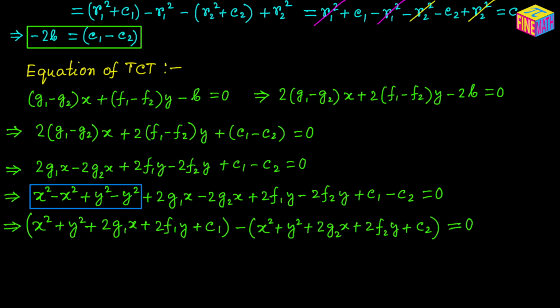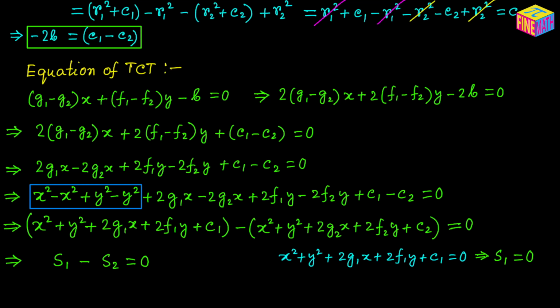So if we rearrange a little bit, we can write the equation like this. And here you see the first term is actually the left hand side of the equation of the first circle, and let's call that s sub 1. And the second part of the equation there is actually the left hand side of the equation of the second circle, and let's denote that as s sub 2.